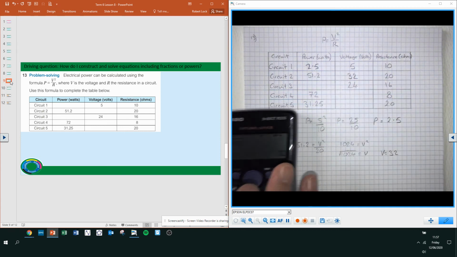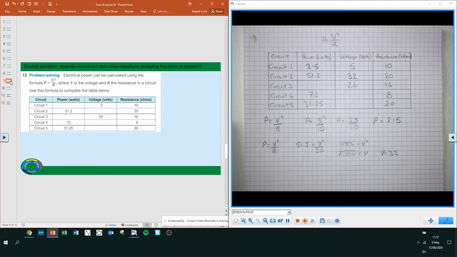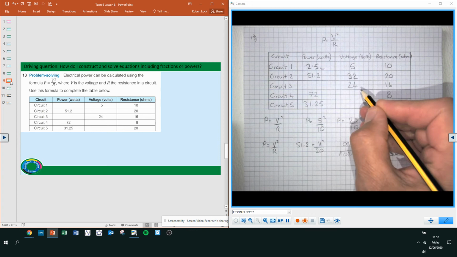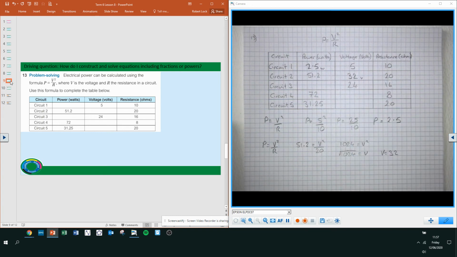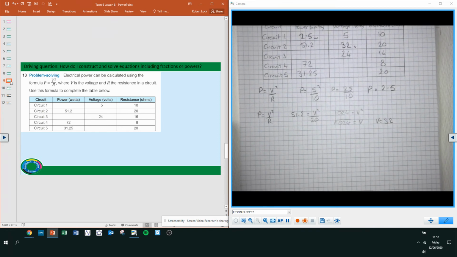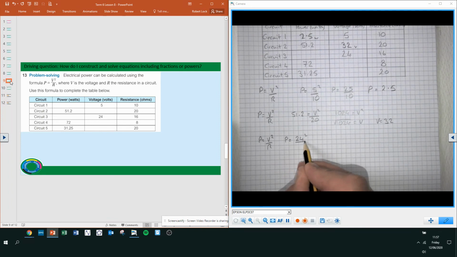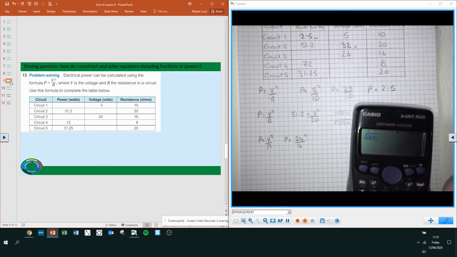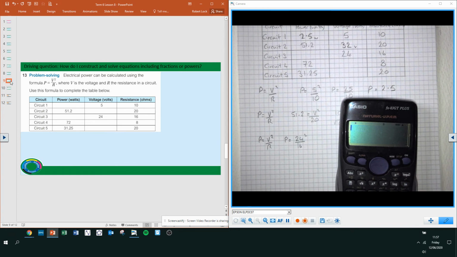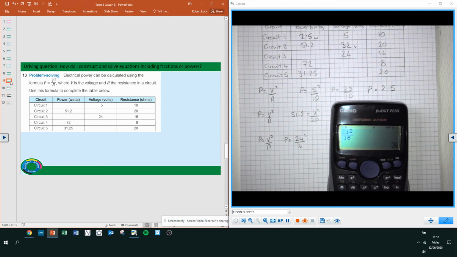So the first answer we got is 2.5 watts. Next one was 32 volts. Let's put the answer there. So that's watts, volts, just to say which one we've actually done. Next one, circuit 3. We don't have P. P equals V squared over R. We have volts, which is 24 squared over 16. Bring back a calculator. We can do this on a calculator in one go. So fraction key comes up, 24 squared goes there, bring down the cursor to 16, and the calculator will do the work for us. And the answer is 36.